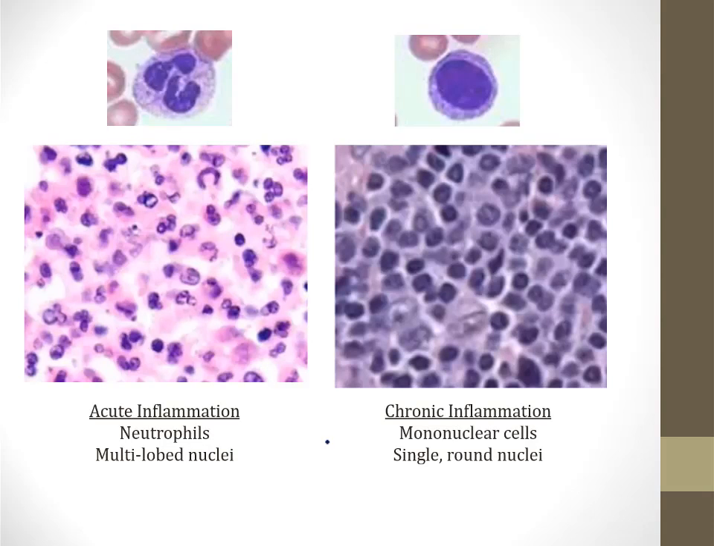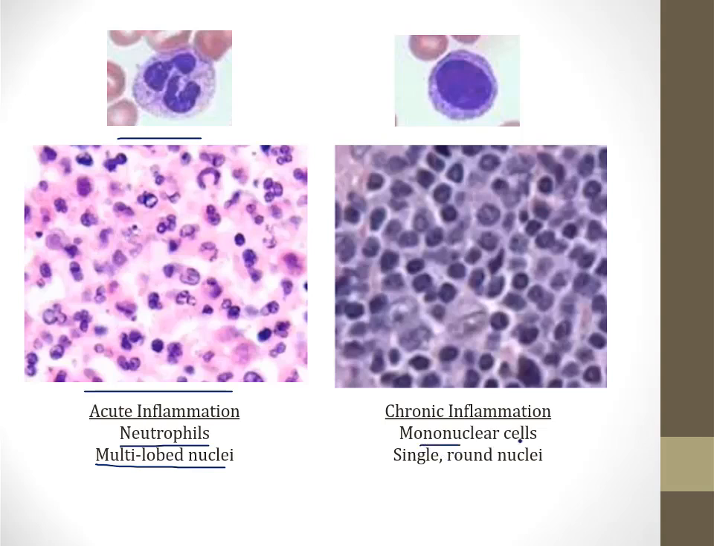I'll finish with this slide and just give you an example of two tissue beds undergoing acute versus chronic inflammation. So on the left is a tissue bed undergoing acute inflammation. There are lots of neutrophils, which are the cells shown on that slide with multi-lobed nuclei. This is one up close at the top. On the right side of the screen is a tissue bed undergoing chronic inflammation. You can see that there are no multi-lobed nuclei like you would see with neutrophils.